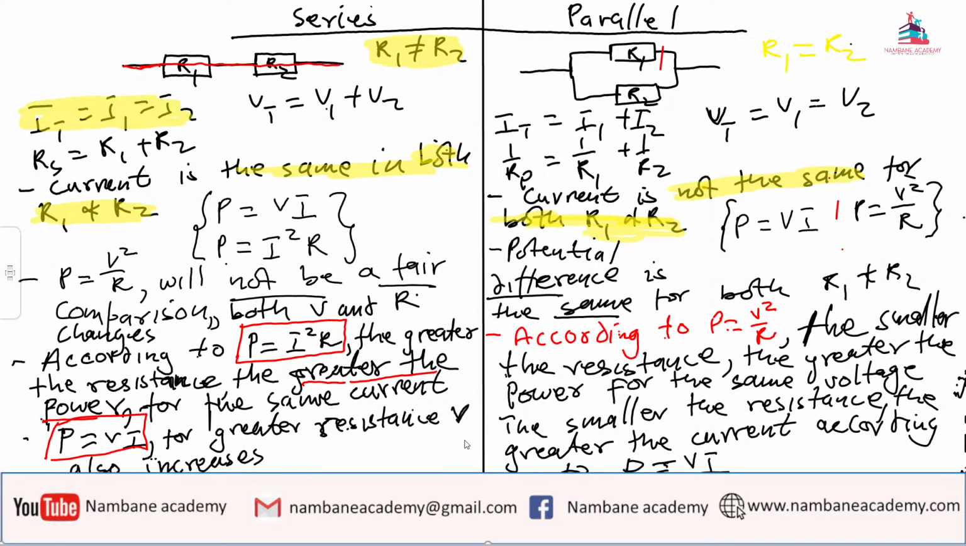I don't see hands, I don't see questions. It basically says we can move.